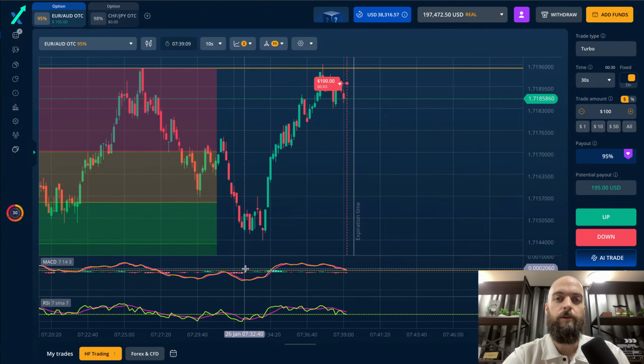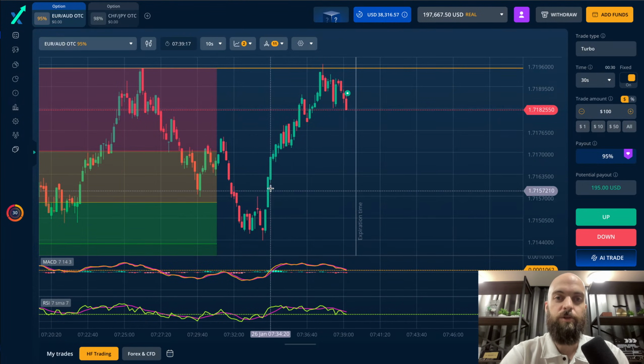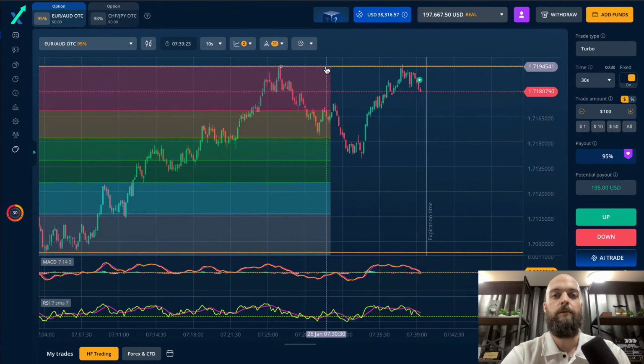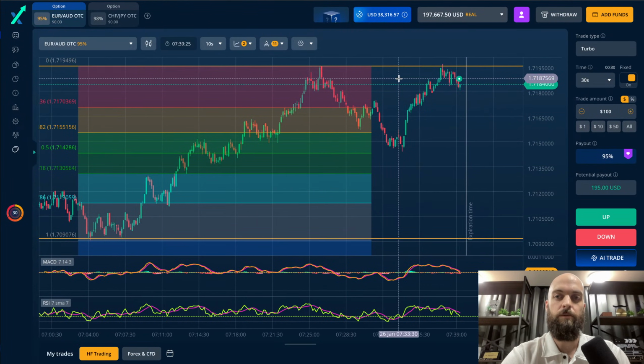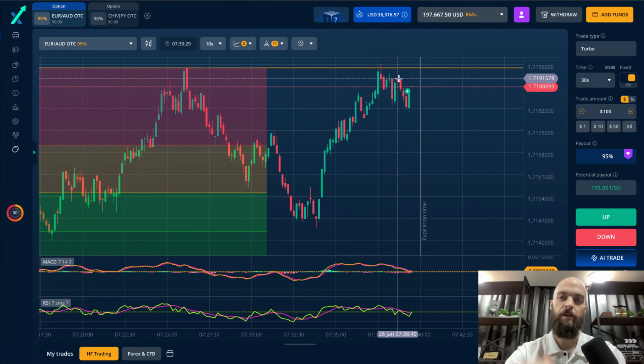It seems like it ran out of steam. It stretched so fast, so far. Boom, there we go, we got it. So 3 for 3. It stretched so fast, so far, and it just can't break that level. That's why these levels are so important. Before you make any trade, find your levels.